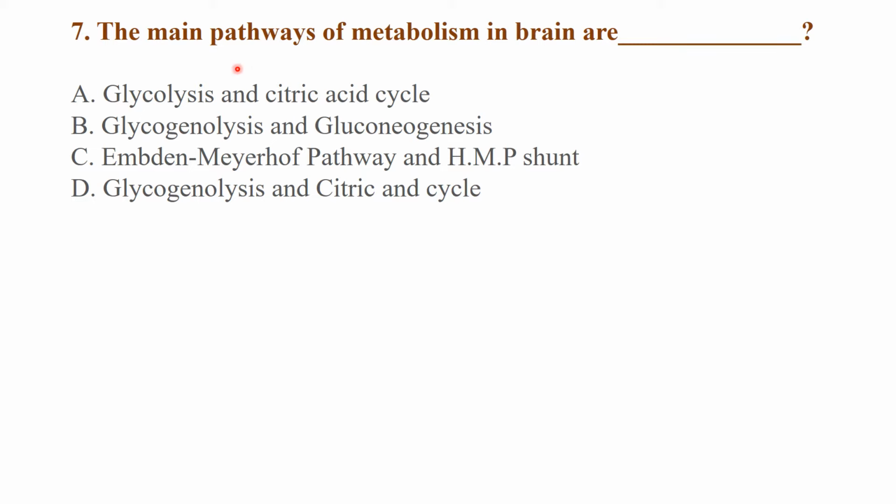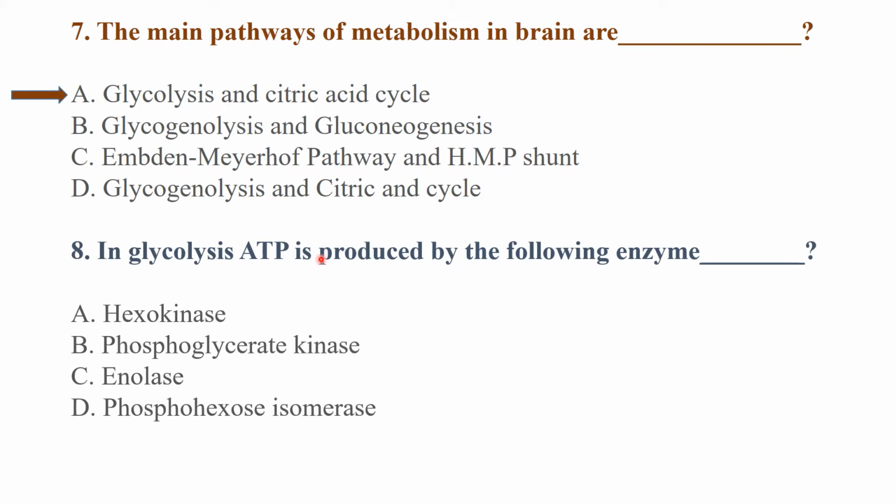The main pathways of metabolism in brain are glycolysis and citric acid cycle, option B glycogenolysis and gluconeogenesis, Embden-Meyerhof pathway and HMP shunt. The HMP, hexose monophosphate shunt pathway, is the alternate with glycolysis, glycogenolysis and the citric acid cycle. So it is glycolysis and the citric acid cycle that is the metabolic pathway in the brain. In glycolysis, ATP is produced by the following enzyme: phosphoglycerate kinase.